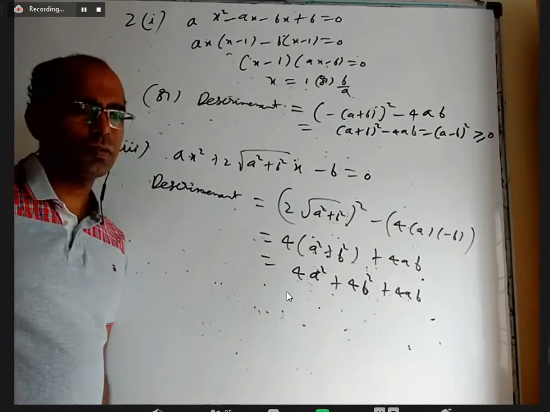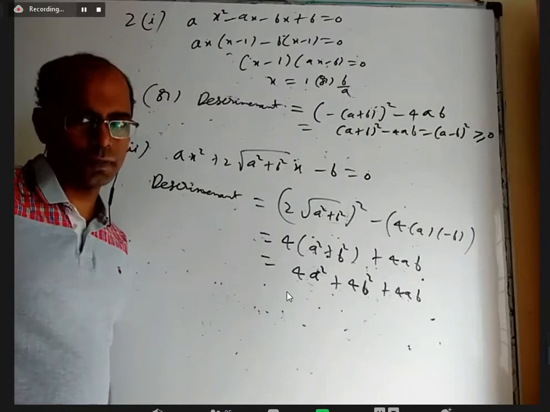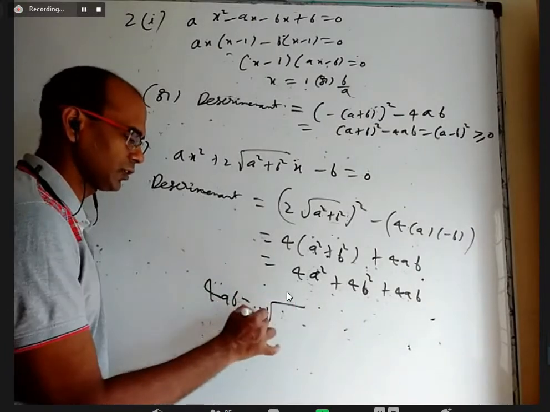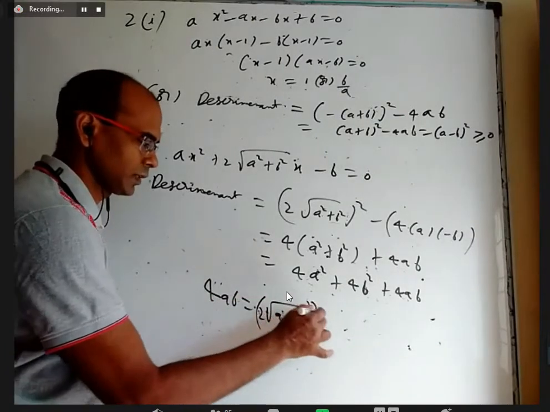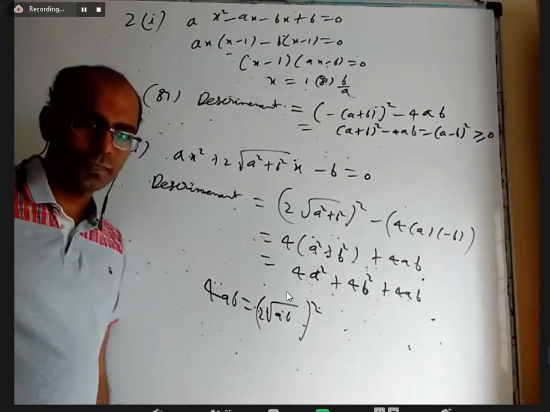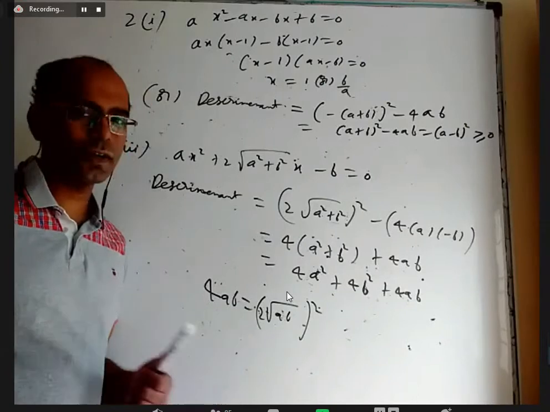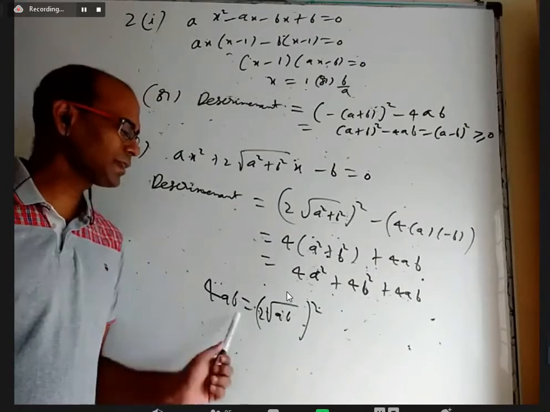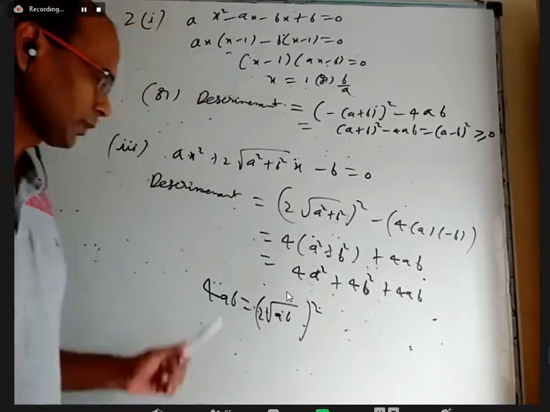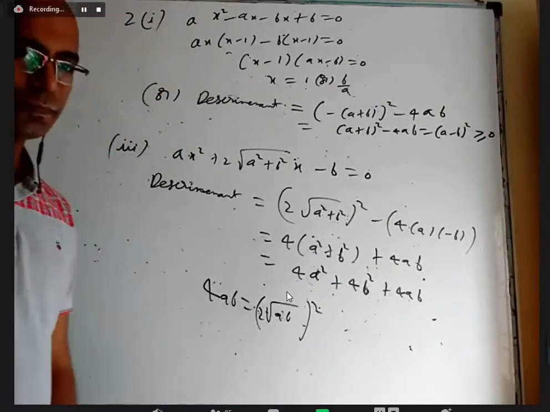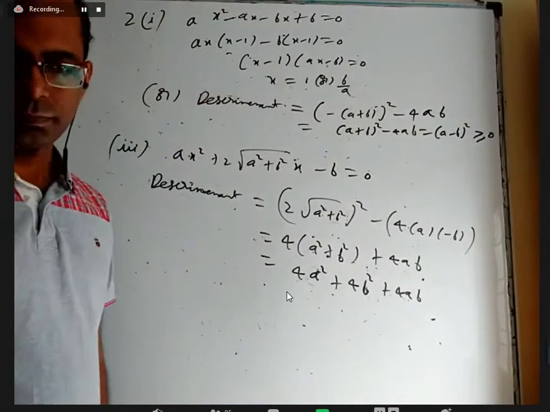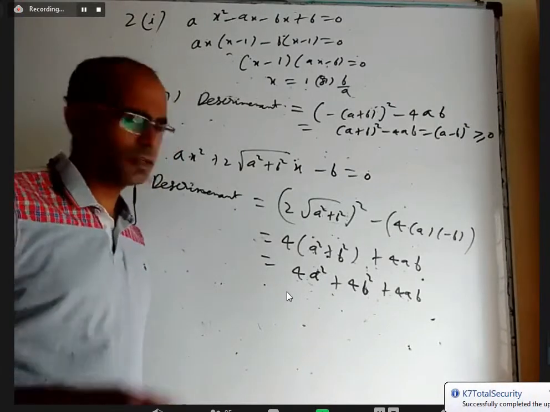Yes, sir. 4ab is not root 2ab whole square, by the way. 4ab is equal to 2 root ab whole square is not a correct statement. Okay, sir, but when is it the wrong statement? When ab is negative. When ab is negative, how can you write a perfect square? Root ab will not be defined. Okay, it's just a matter of getting a small idea.